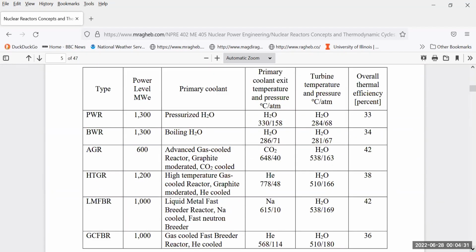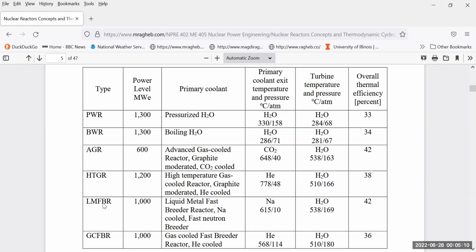So here is a list of different types of power plants. I expect you to try to remember what those acronyms are. PWR is pressurized water reactor, BWR boiling water reactor, HTGR high temperature gas cooled reactor, LMFBR liquid metal fast breeder reactor. I added here to the list the advanced gas cooled reactor that was developed in the UK some period ago. It used CO2, carbon dioxide, as a gaseous coolant. The high temperature gas cooled reactor also is a gaseous reactor. It uses helium.